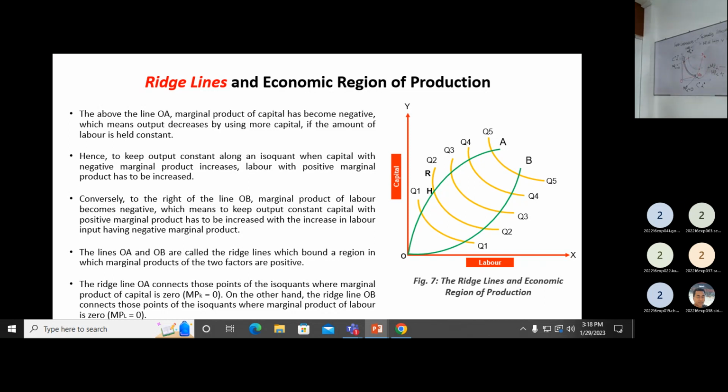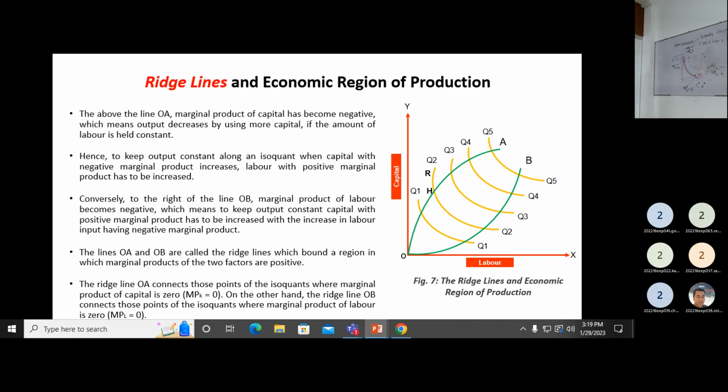Conversely, the other way around. To the right of the line OB, which means after this point, right? This is the OB line. After this point, the marginal product of the labor becomes negative. Okay? Which means, to keep the output constant, capital with positive marginal product is needed. Marginal product of the capital is positive in this area, so you need to increase it. Clear? With the increase in the labor input having negative marginal products.